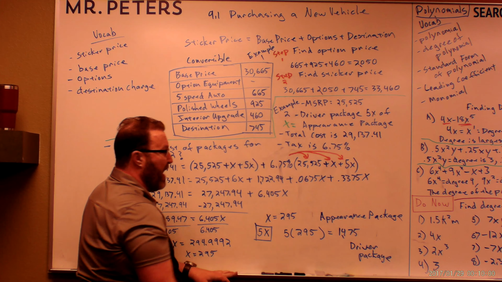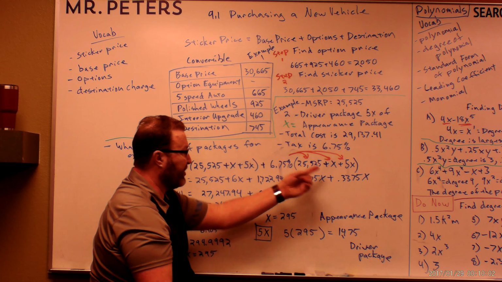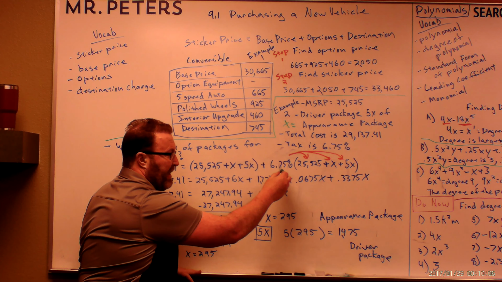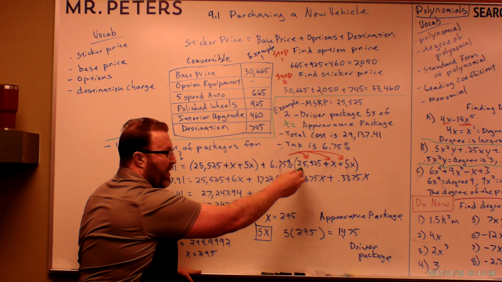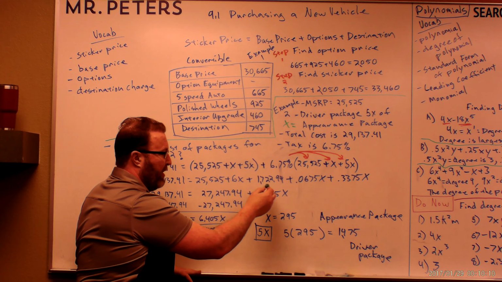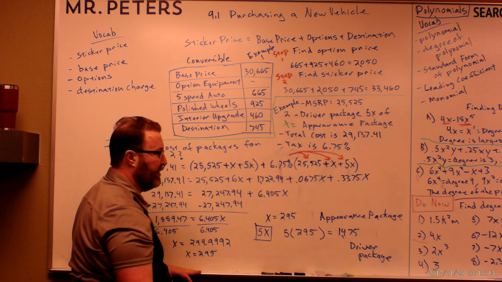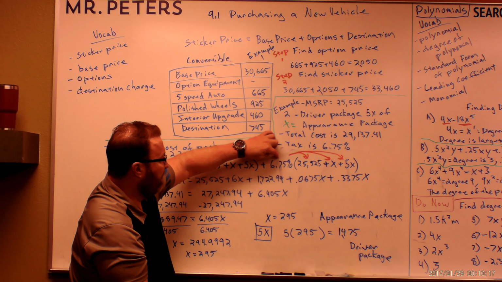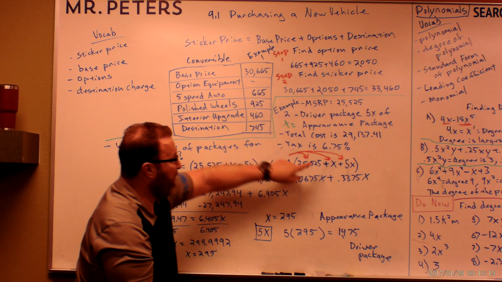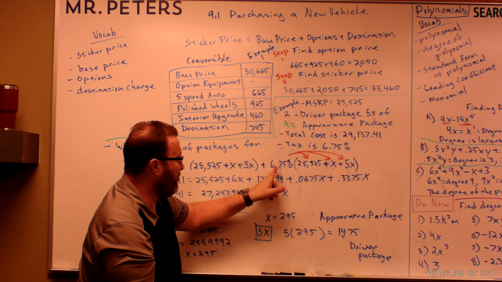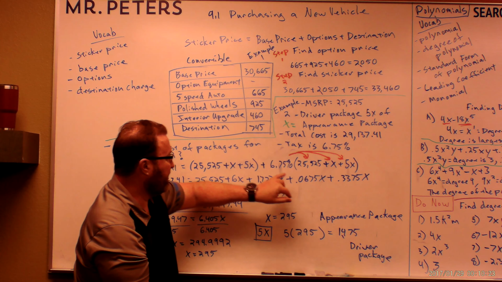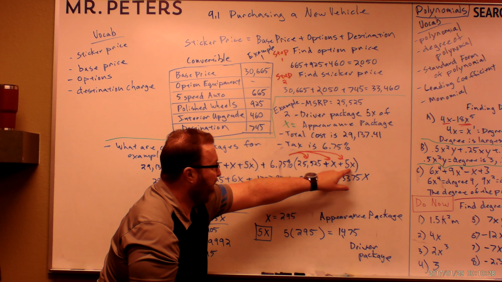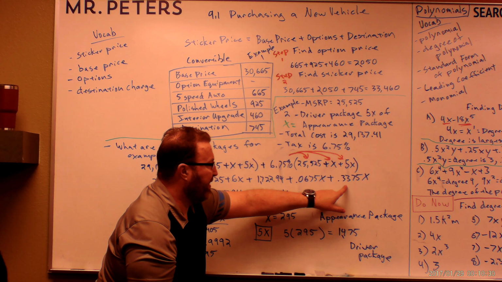Now we can start to pull this one out of parentheses because there's a number outside the parentheses, correct? So we're going to take 0.0675. We're going to multiply it by 25,525, and we're going to get $1,722.94. Then we're going to take this same 0.0675 and multiply it by x, distributive property. That's going to give us this. Then we're going to take the 0.0675, times it by 5, and we're going to get 0.3375x.